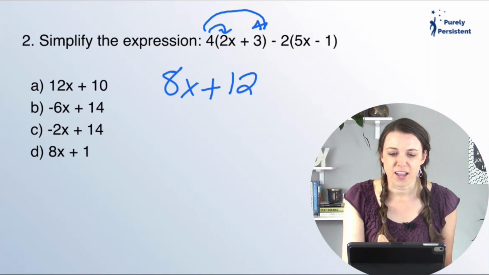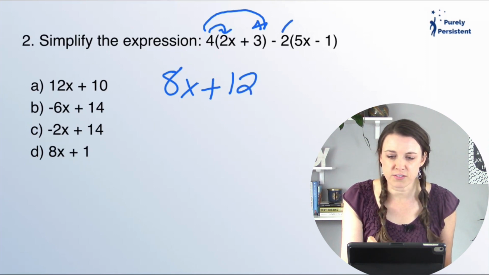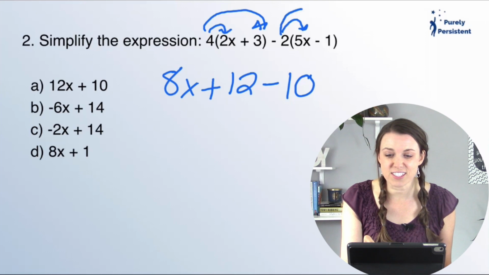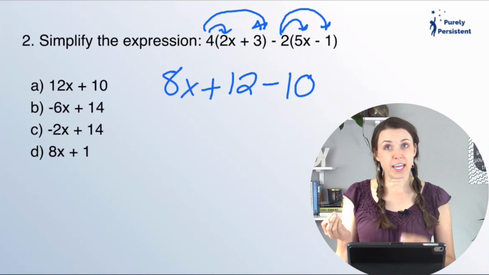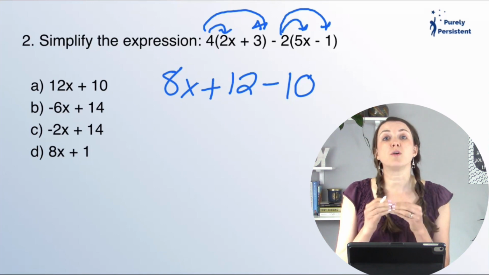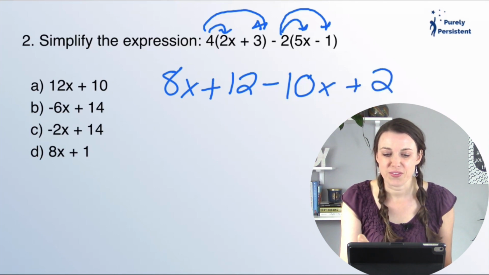Okay, now the other side, I'm going to go negative 2 times 5x is negative 10x. And then I have negative 2 times negative 1. And I know that when I have a negative times a negative, it equals a positive. So I have, whoops, I forgot the x there, plus 2.